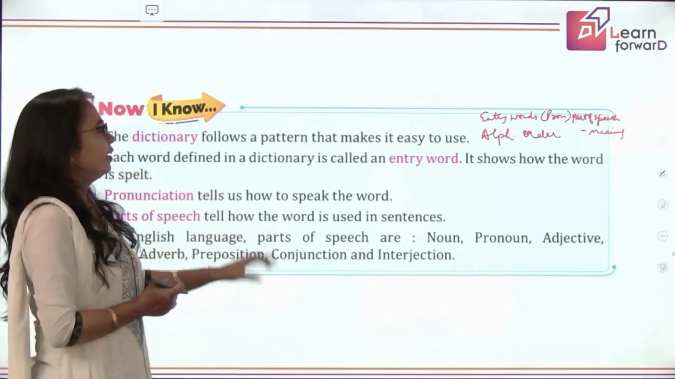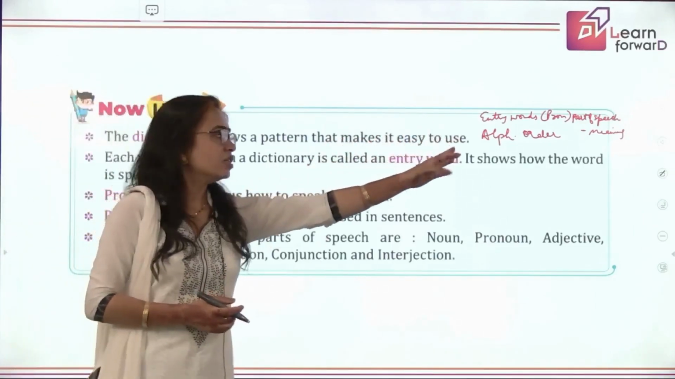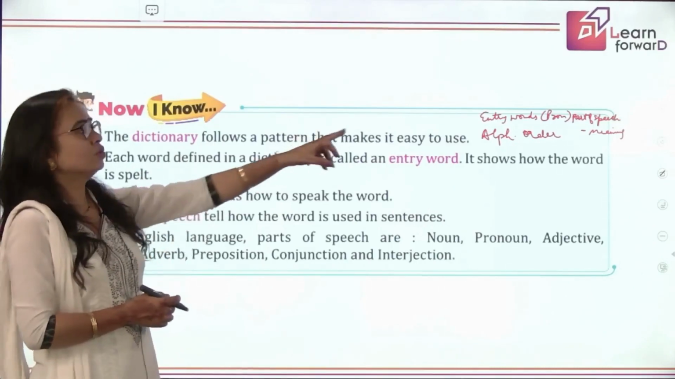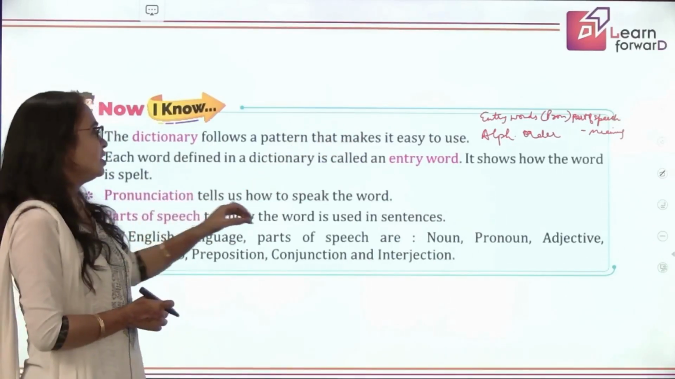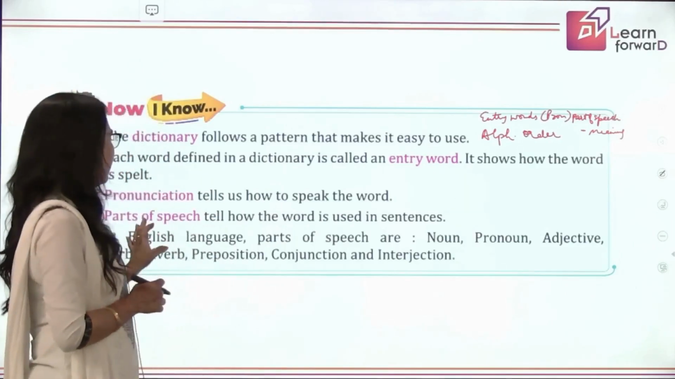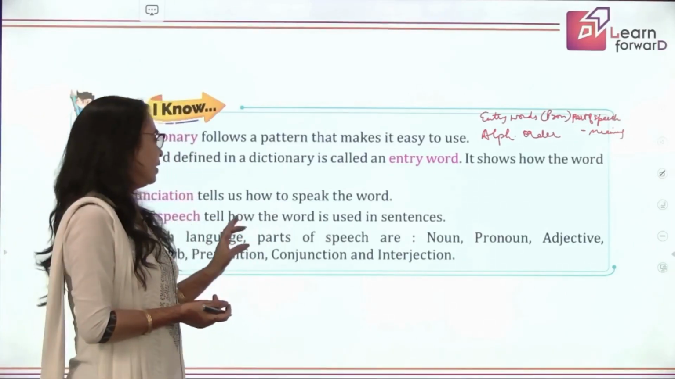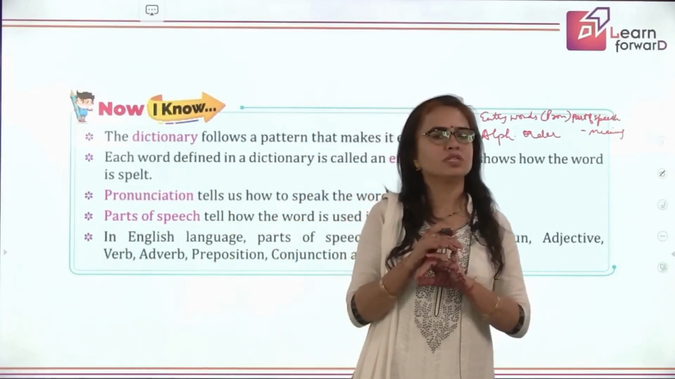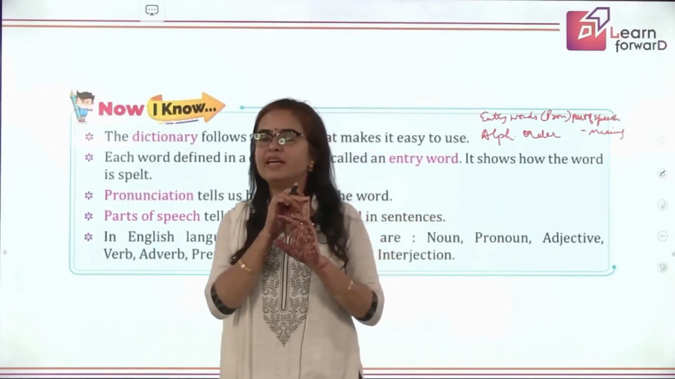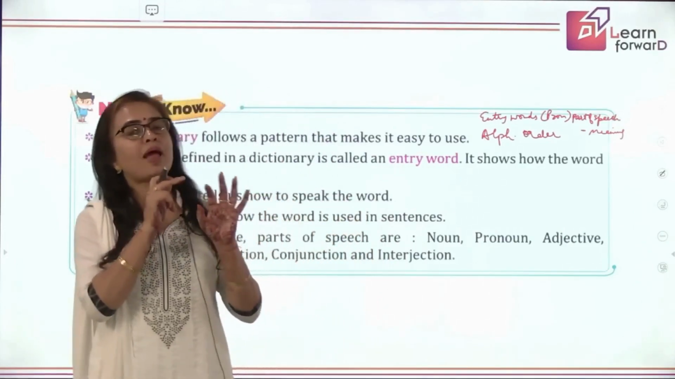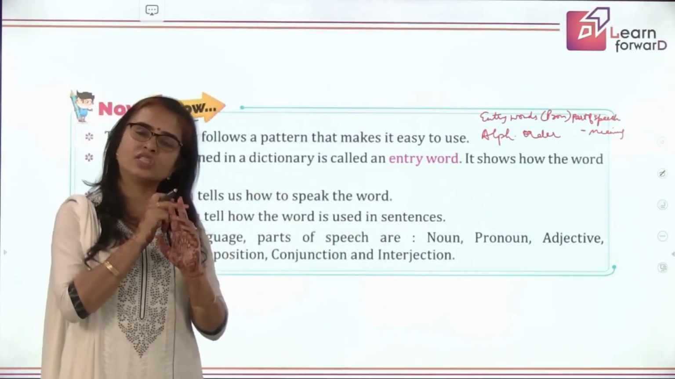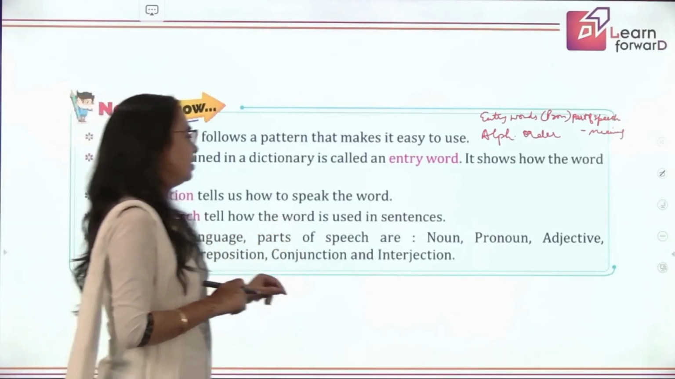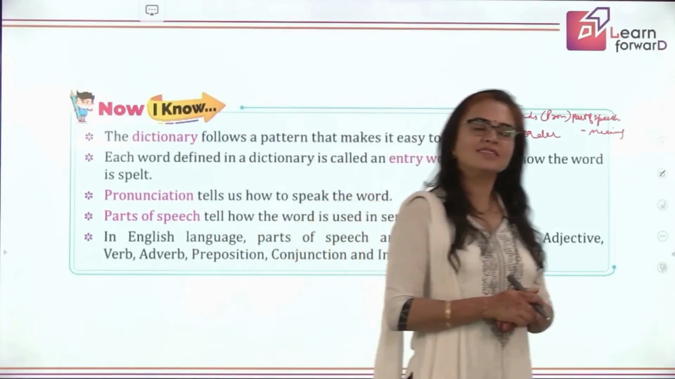Each word defined in a dictionary is called entry word. We have just revised that here. It shows how the word is spelt also through the pronunciation. Now pronunciation tells us how to speak the word. And what are the parts of speech? They tell how the word is used in a sentence. How is it used means whether it's used as a noun, pronoun, then adjective, verb, adverb, preposition, conjunction and interjection. So these are the 8 parts of speech we have learned. They tell us how the word is used in a sentence.